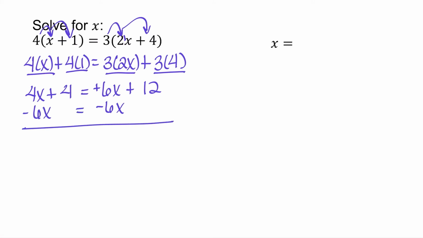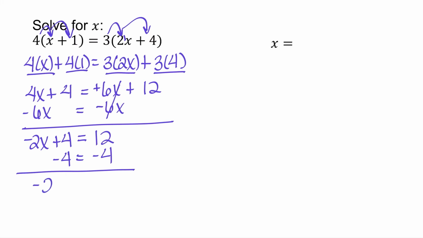On the left side, 4x minus 6x gives me -2x. And then I have plus 4 equals 6x and minus 6x will cancel. And then I have 12. Now to get the variable by itself, I'm going to subtract 4 from both sides, which gives me -2x. Plus 4 and minus 4 will cancel. And then I have 12 minus 4, which is 8.